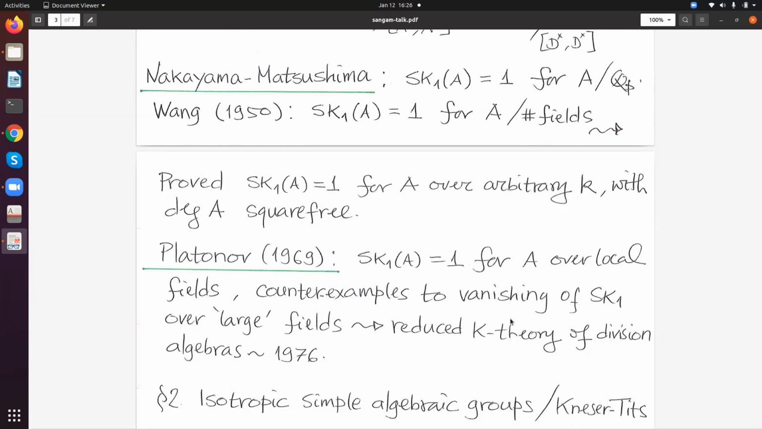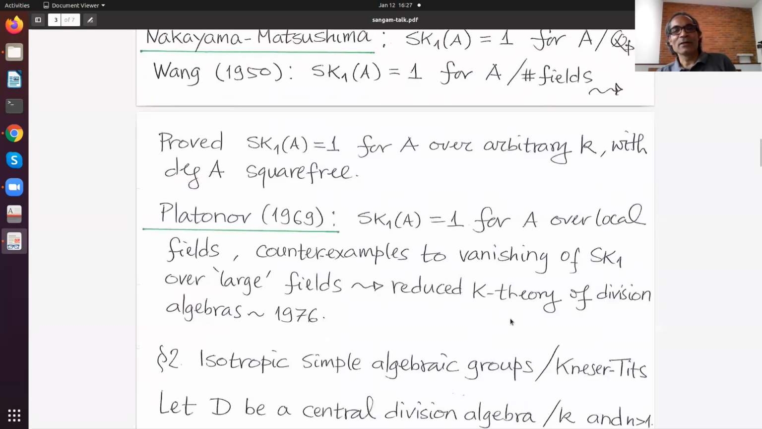So Platonov gave this counterexample to vanishing. In fact, for example, if you take the field of Laurent series in two variables over the rational numbers, the tensor product of two quaternion division algebras provides an example. I will not go into this, maybe one would take another talk to describe this. But Platonov came up with this counterexample in 1969 and also started developing, till as long as 1976, what is called reduced K-theory of division algebras, with some other mathematicians also involved.